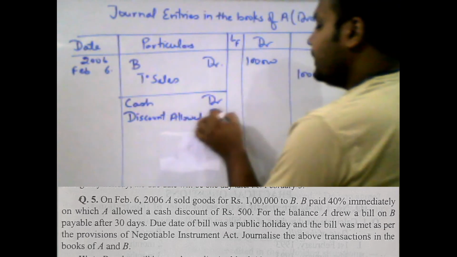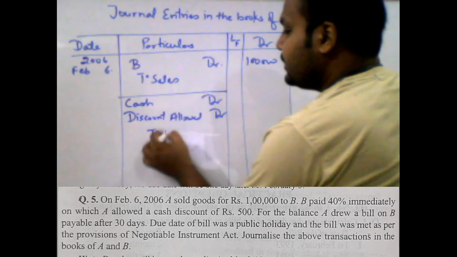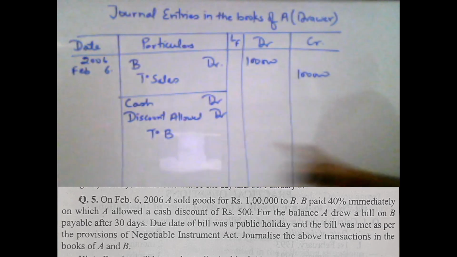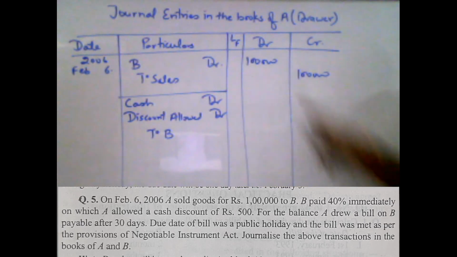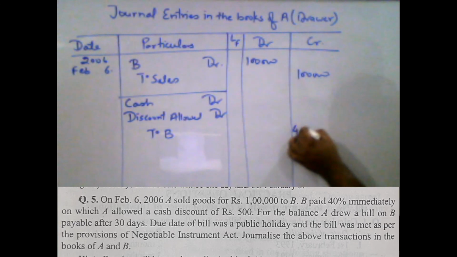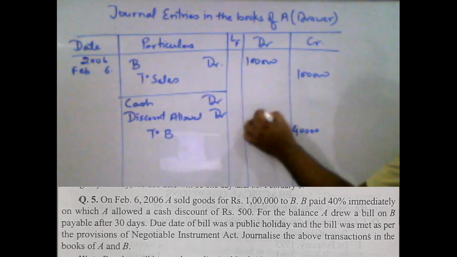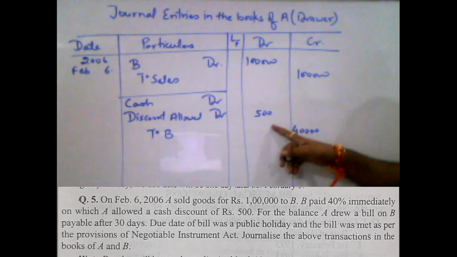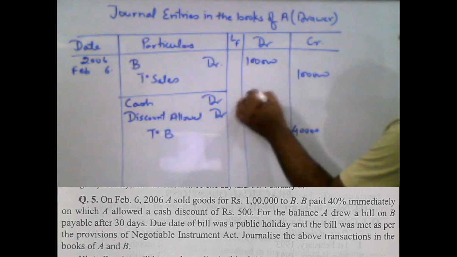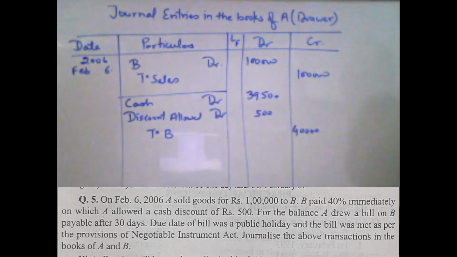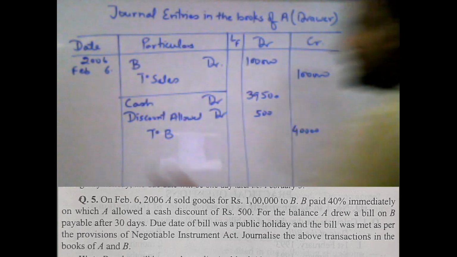which is also debit. And who is the giver? That is B. So how much did B have to give? That is 40% of 1 lakh, which is 40,000. And how much is the amount of discount? That is 500. Out of 40,000, 500 discount was given, so the remaining amount is 39,500 received from B in full settlement of 40,000. He was to give 40,000 but A gave a discount of 500 rupees on the same date.